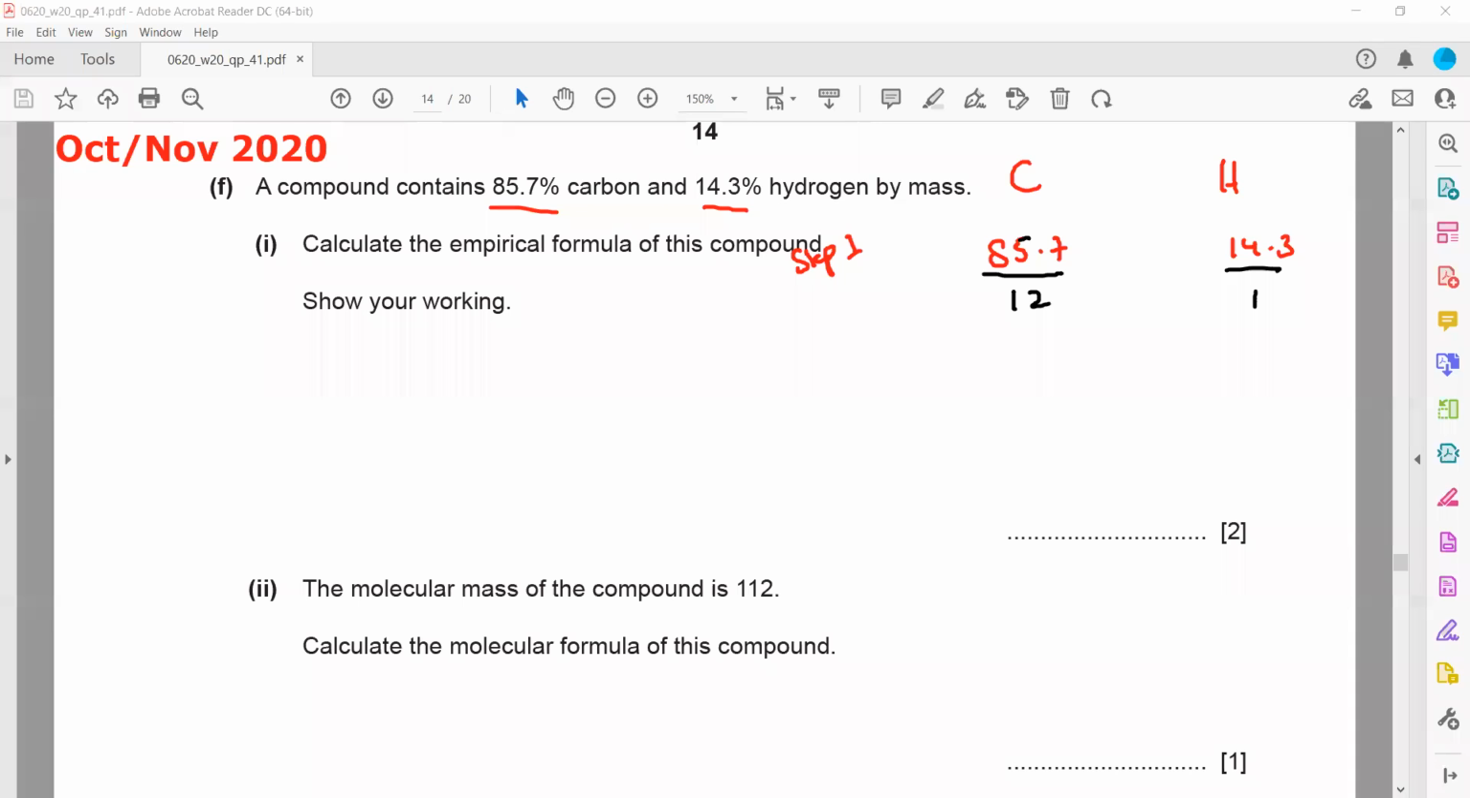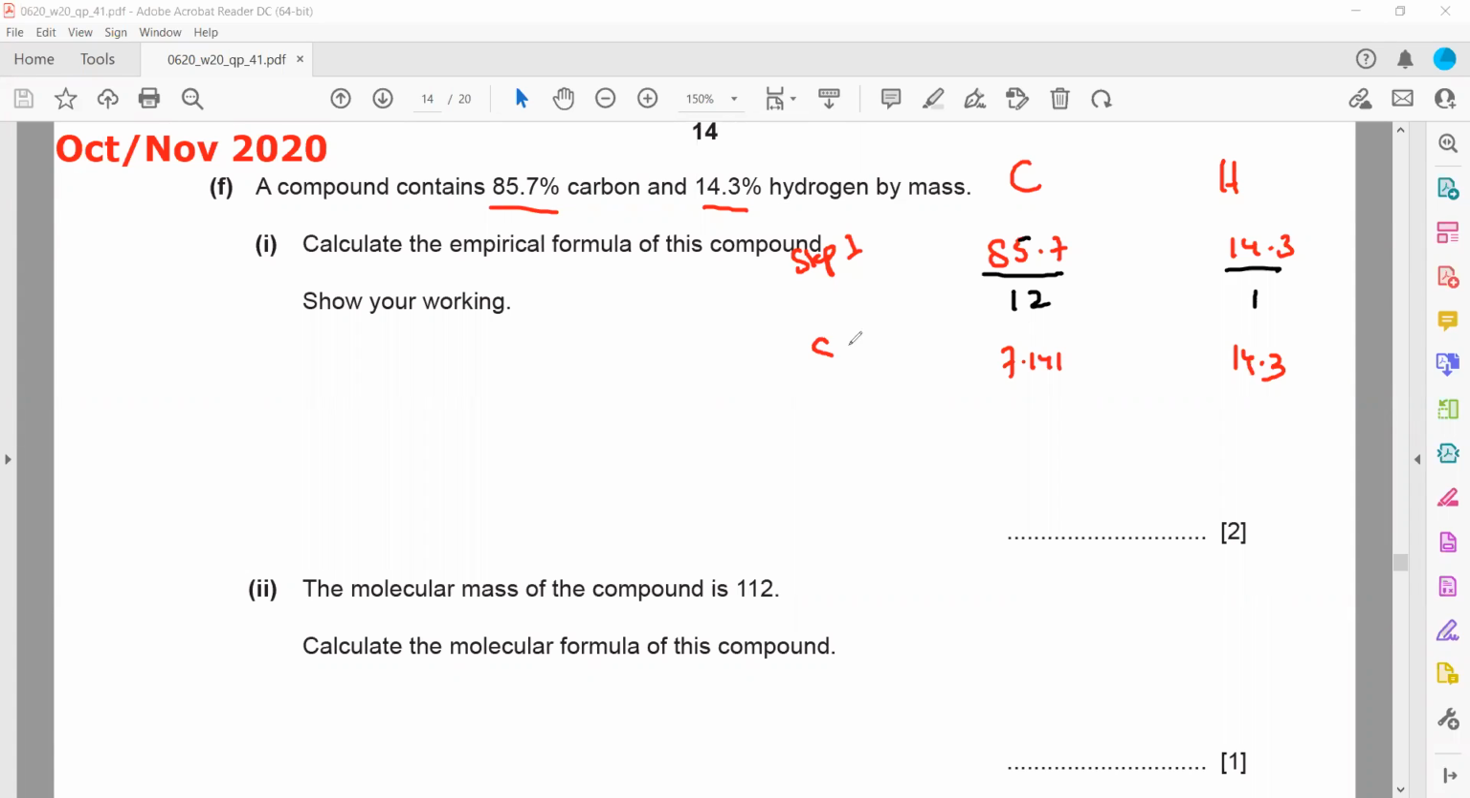7.141. So step 1, we divide by atomic mass. So 85.7 divided by 12 is 7.141, and 14.3 divided by 1 will be the same, 14.3.